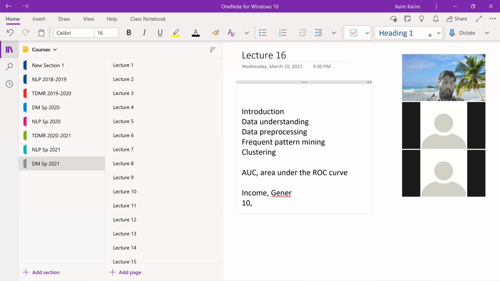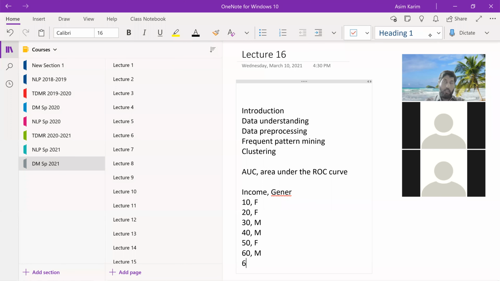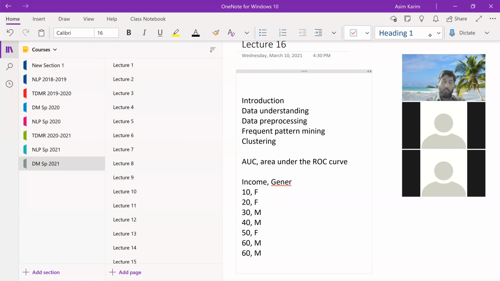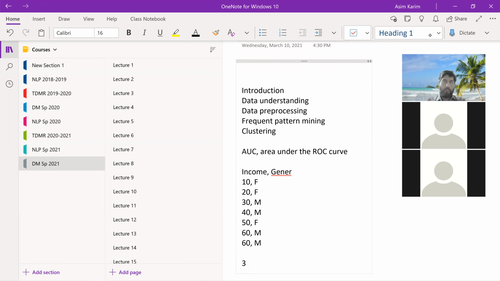So let's say I take income 10, this is female. 20, let's say again female. 30, let's say this is male. 40, male. 50, let's say female. Okay? And 60, let's say this is male again. So how many do I have? 6. Maybe take one more: 70, this is male again. Okay? So we have sorted the discrete attribute based on the values of the continuous attribute. So we have 3 females and 4 males, right?